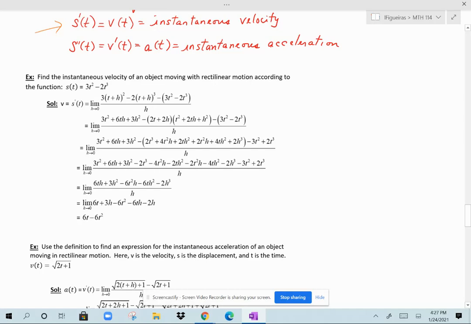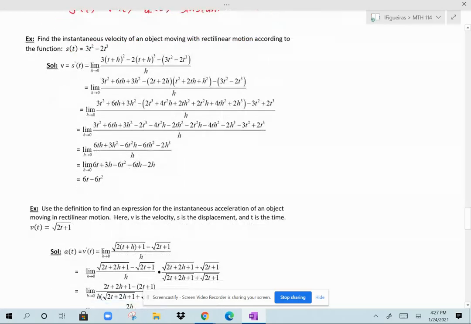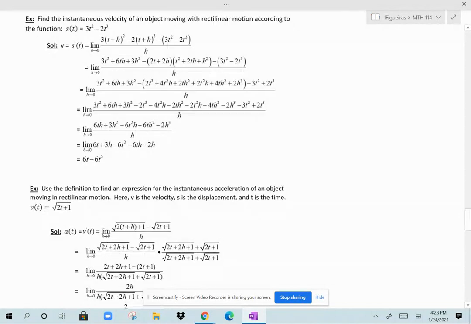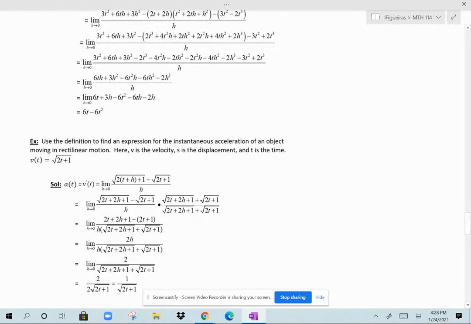Okay, so here's another one regarding velocity and acceleration. So use the definition to find an expression for the instantaneous acceleration of an object moving in rectilinear motion, where v is the velocity, s is the displacement, and t is time. Well, you're given the velocity function and you're asked for the acceleration, so the derivative of velocity is acceleration. So when I plug that into the definition, first replace the t with t plus h, and then minus v of t all over h.